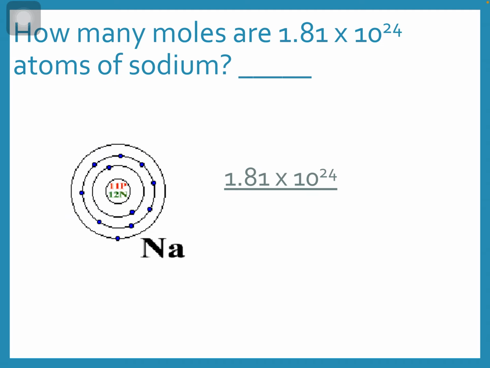How many moles are 1.81 times 10 to the 24 atoms of sodium? So same thing, I'm going to divide by how many atoms would be in 1 mole, and that gives me 3.01 moles of sodium in 1.81 times 10 to the 24 atoms of sodium.